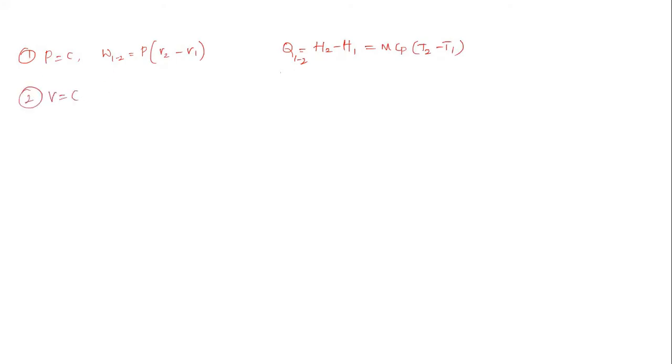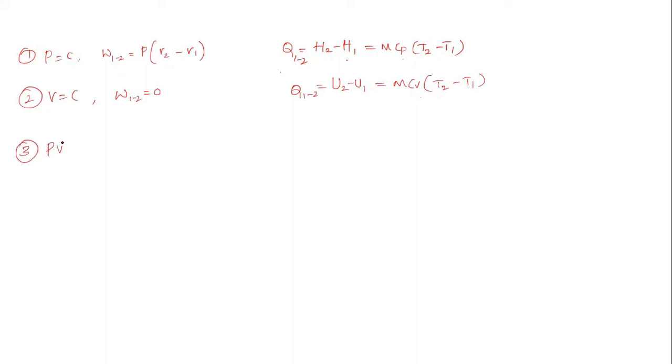Next, for a constant volume process, work done is 0, and heat transfer is the change in internal energy, that is U2 minus U1, which is equal to mCv (T2 minus T1). Always Cp is linked with enthalpy and Cv is linked with internal energy.